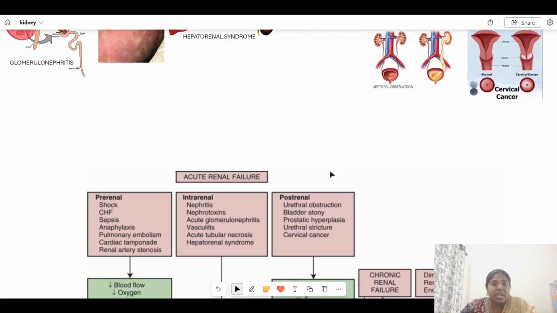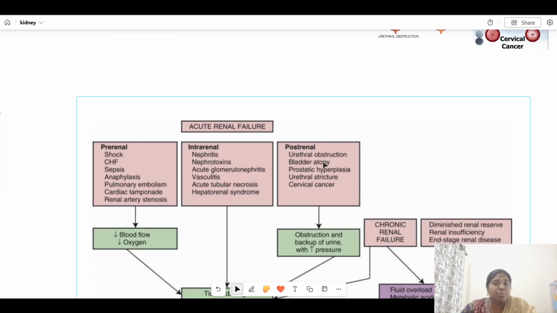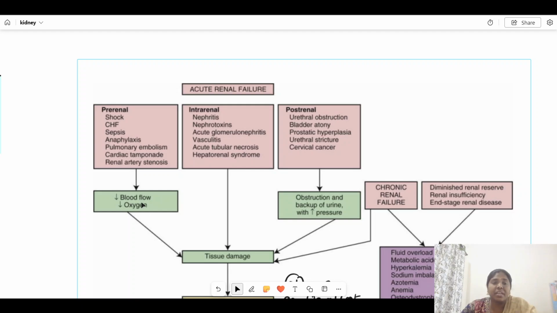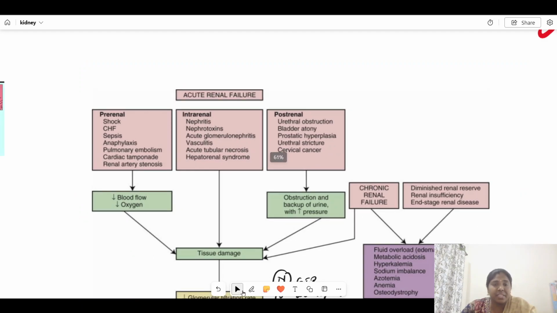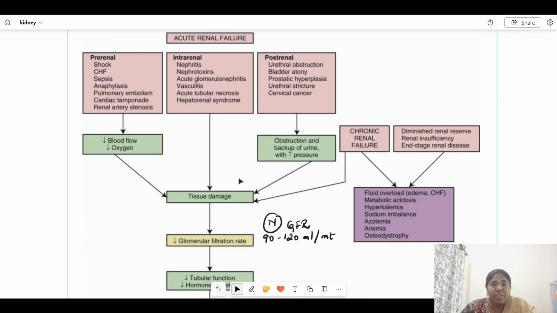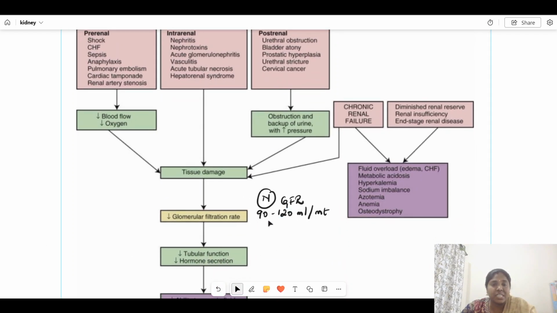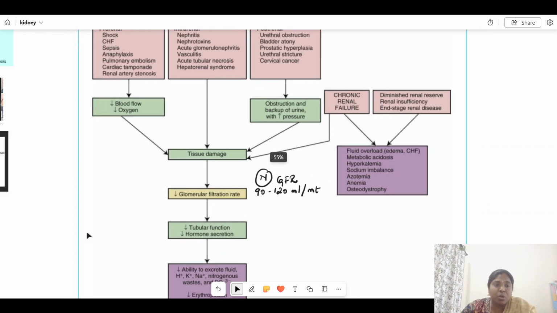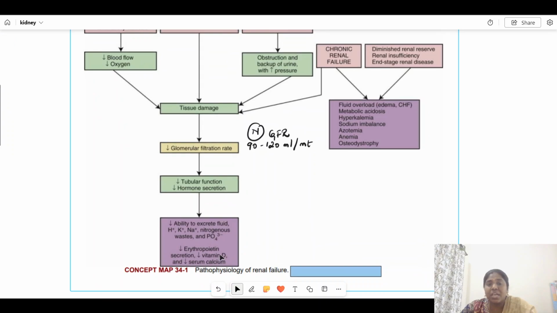So here we can understand what the pre-renal, intrarenal and post-renal causes are. Because of these things, there will be decreased blood flow and decreased oxygen to the kidneys, and obstruction and backup of urine with pressure. The urine will not be excreted, leading to tissue damage. The normal glomerular filtration rate is around 90 to 120 ml per minute. Due to this, GFR will be decreased, and tubular function and hormone secretion also will be decreased, because the kidneys produce the erythropoietin hormone, which is necessary for RBC production, and the renin hormone, which is essential for regulating blood pressure. So all this will be hampered.